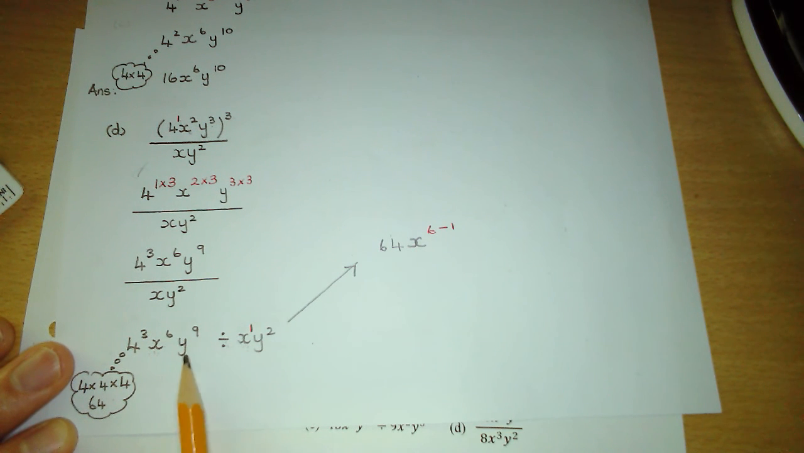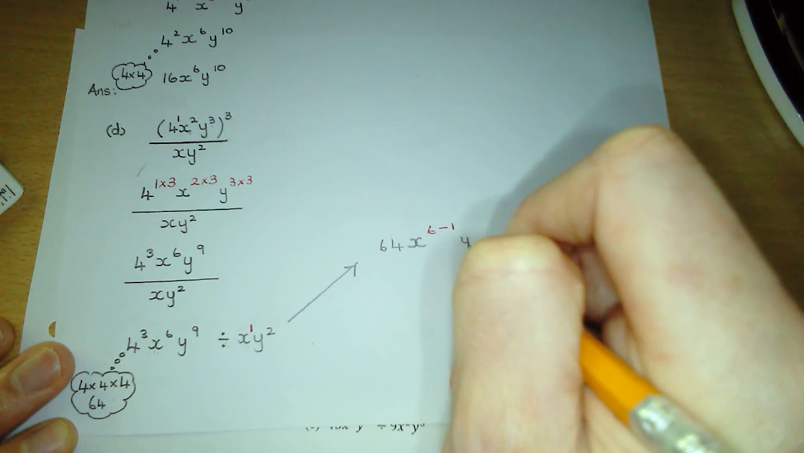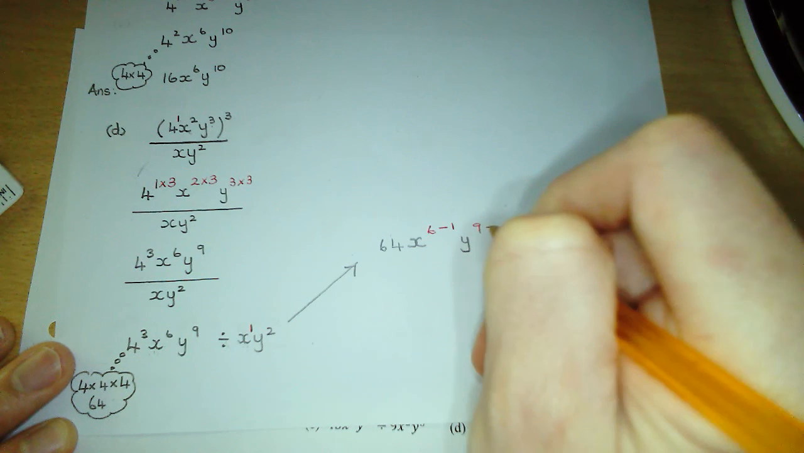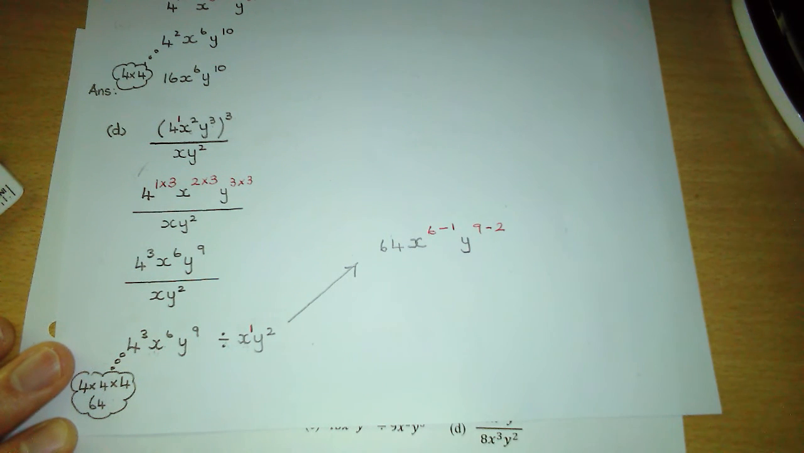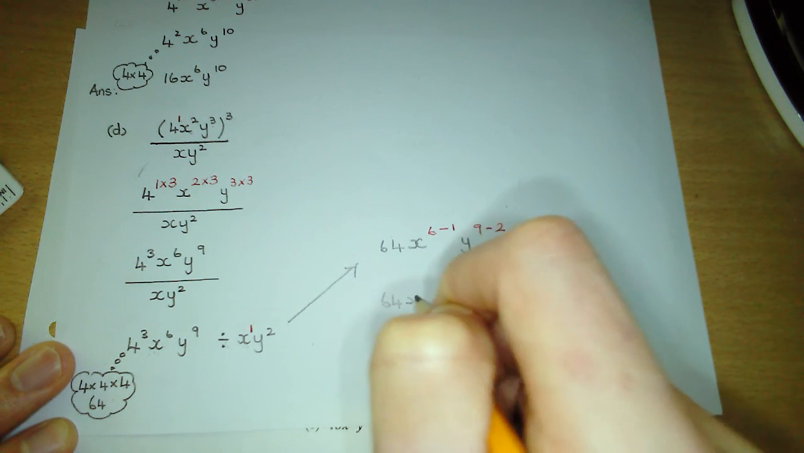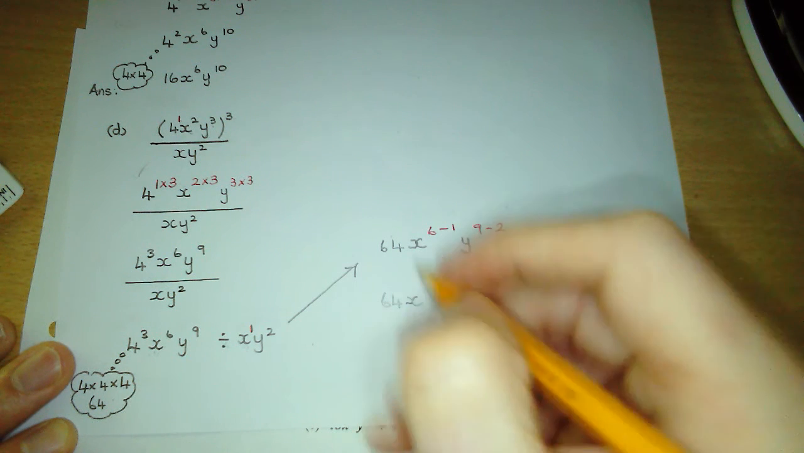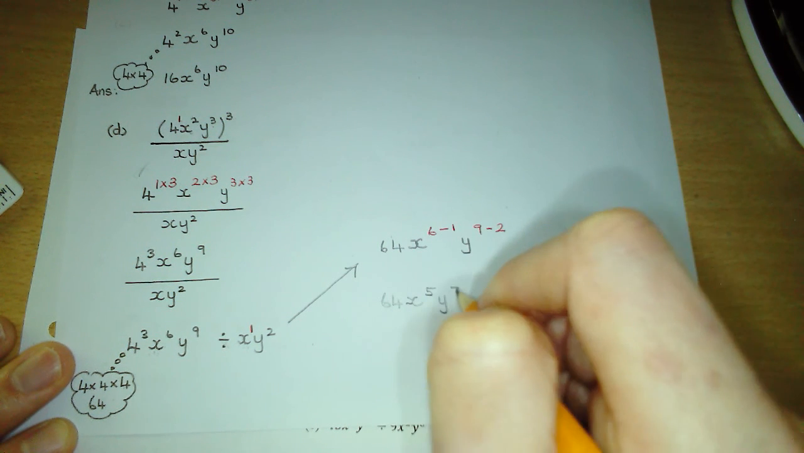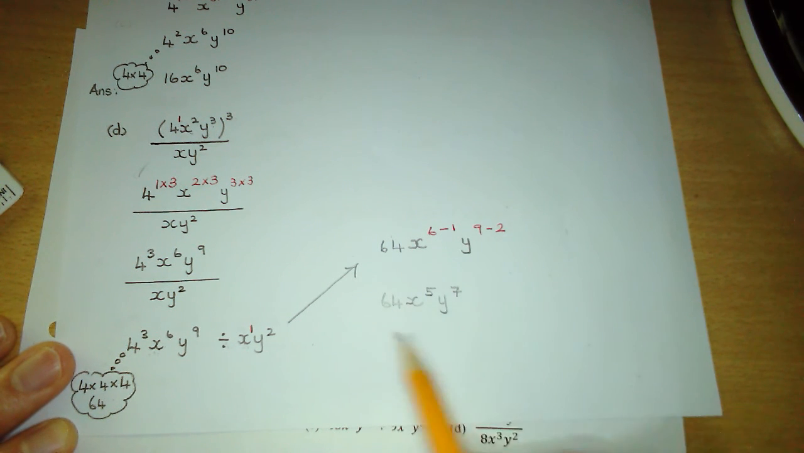And then we're going to divide the indices with base y. So we've got y to the power of 9 divided by y to the power of 2. So again, you subtract the powers. That's y to the power of 9 subtract 2. So tidy it up. We're going to have 64 x to the power of 5 y to the power of 7. And that's our final answer. That's it, fully simplified.